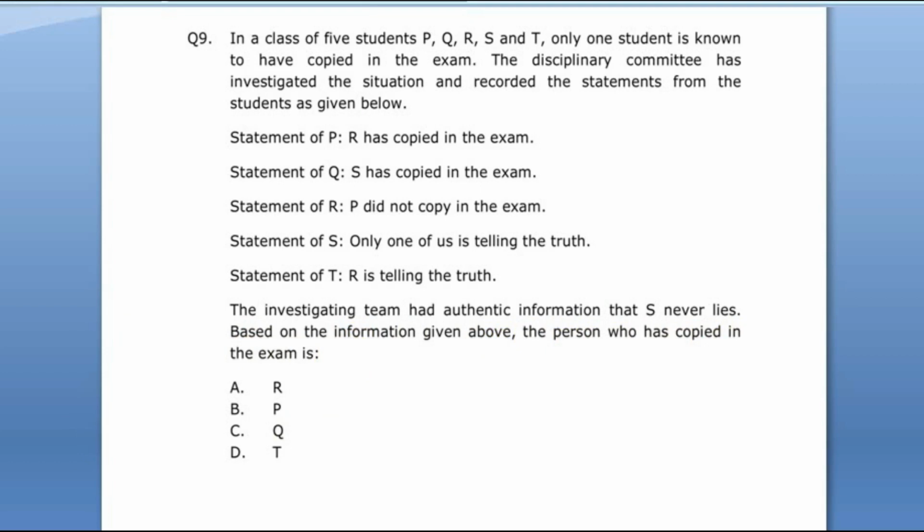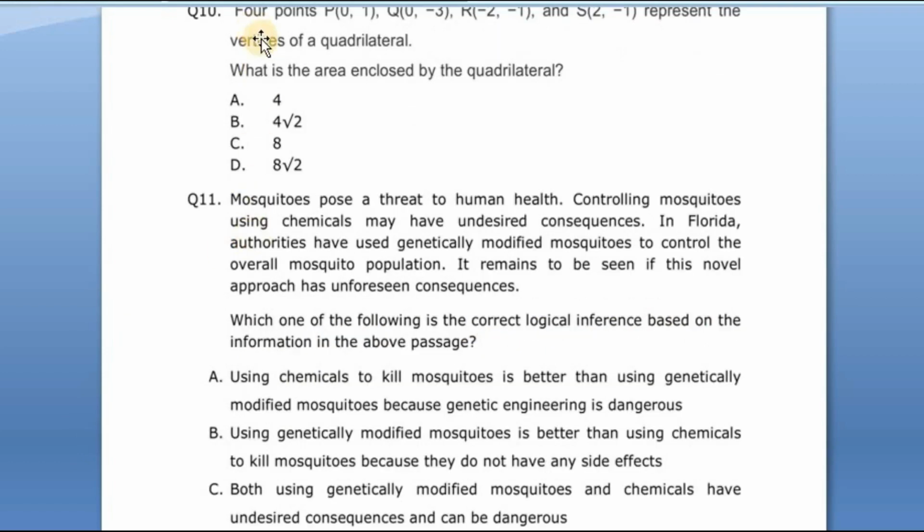Now 10th question is, 4 points P (0, 1), Q (0, -3), R (-3, -1) and S (2, -1) represents the vertices of a quadrilateral. What is the area enclosed by the quadrilateral?